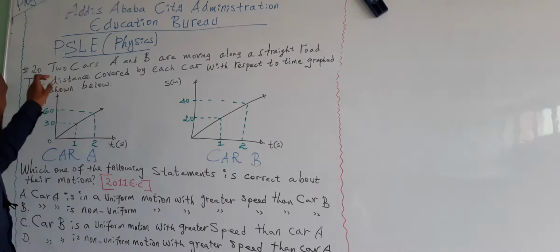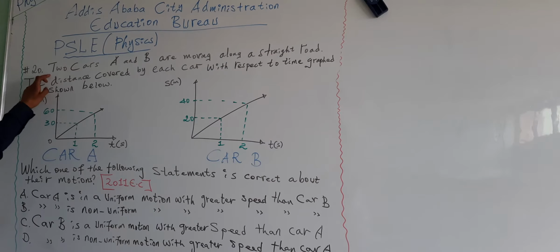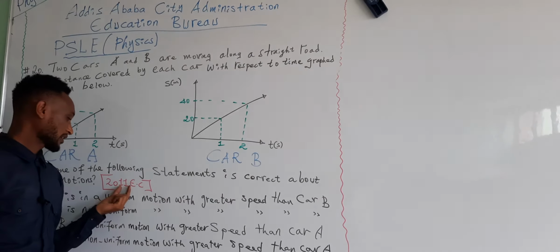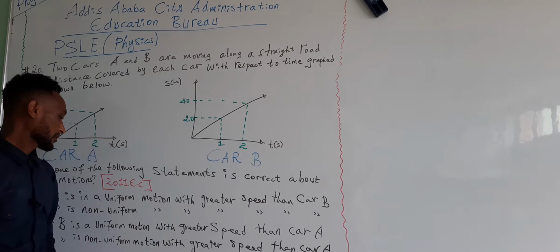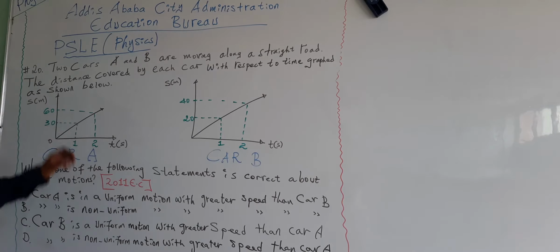Okay, let's see question number 20. The question is from 2011. The question says: two cars, car A and car B, are moving along a straight road.